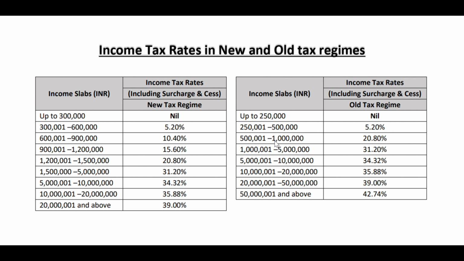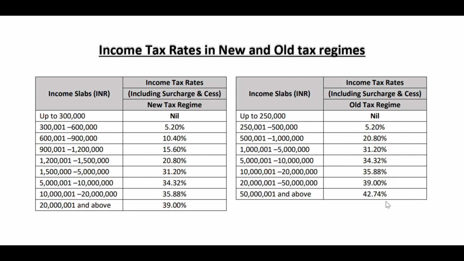But in the old tax regime, you will be paying higher taxes when you come to the 5 lakh to 10 lakh bracket. That's 20%, whereas it's just 10% in the new tax regime. However, I'll explain the differences later. From 10 lakh to 50 lakh, it's 31.20%, and after 50 lakh surcharge is applicable and the tax rate increases. In the old tax regime, the highest rate is 42.74%.